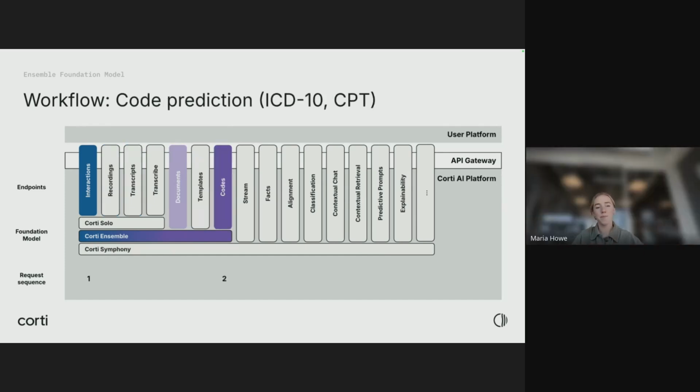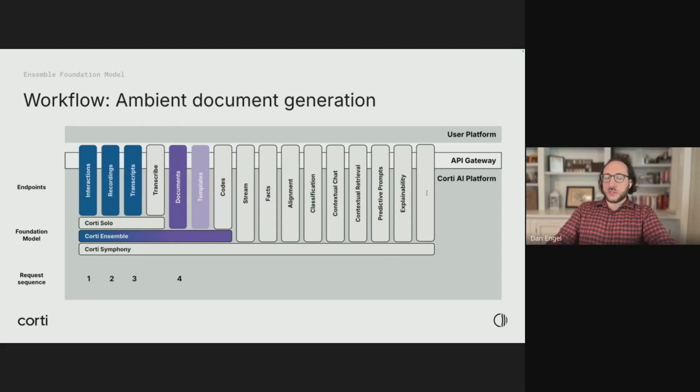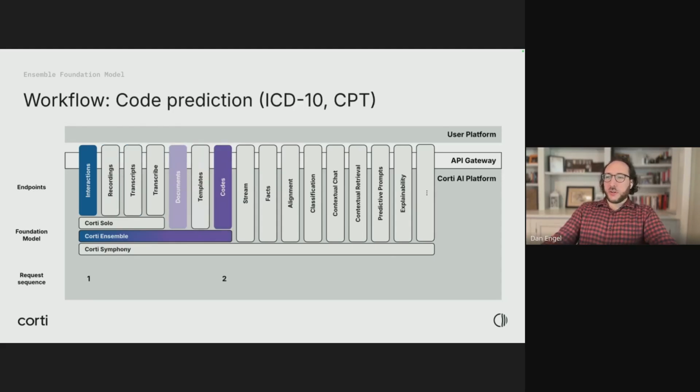Okay, code prediction. Yep, code prediction. This is similar in the sense that the codes endpoint, we do that in concert with an interaction. We have the recording, transcripts and transcribe uncolored, but you see we have documents shaded. The reason is, in this case, you want to generate and predict codes in reference to a document. So you have to say, what am I coding for? You're coding a document. If we built on the prior, let's say we generated that note, it's associated with the interaction. And now you can say, give me the codes for that document that's on that interaction.